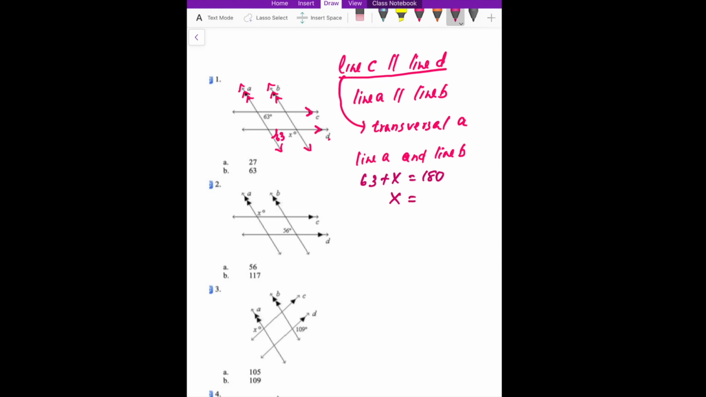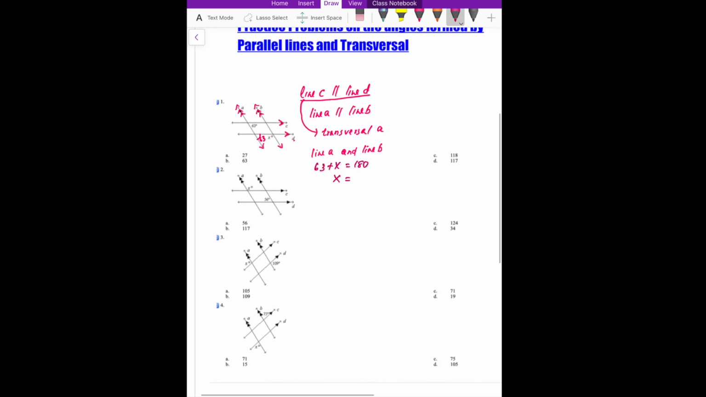So X is equal to 180 minus 63. 180 minus 63, you will get 117, right? 117 degrees. So your option is D here. So the correct answer is option D.